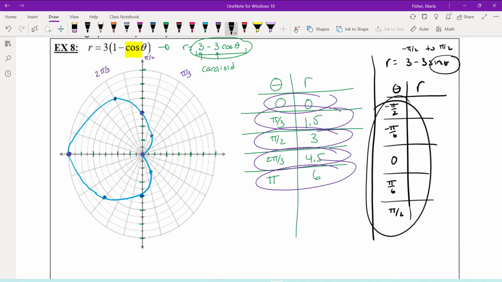That's it for polar coordinates and polar graphs.